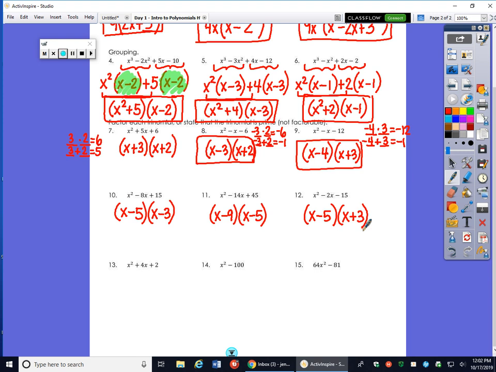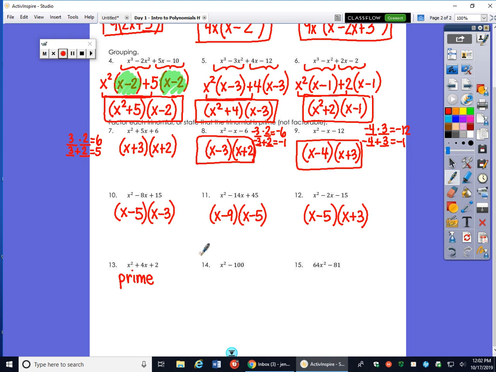All right, number 13, two factors of 2 that add up to 4 is impossible. So this would be considered prime, because 2 times 1 is the only pair of factors of 2, and that cannot make a 4 no matter how you turn it.